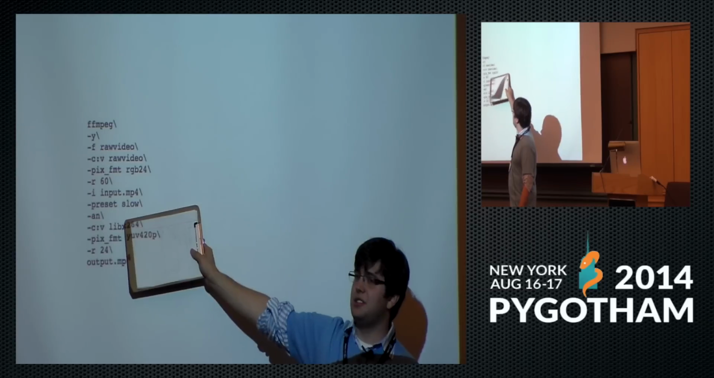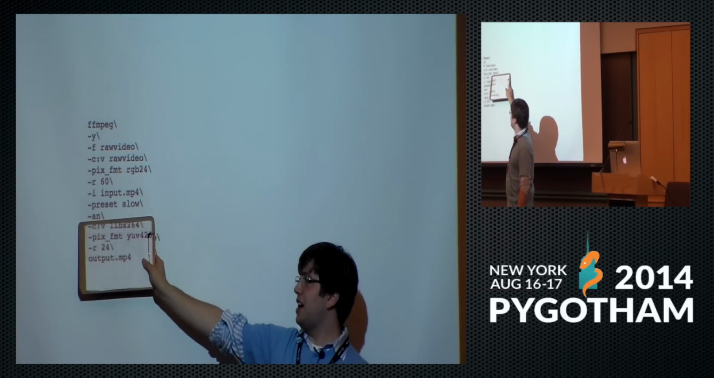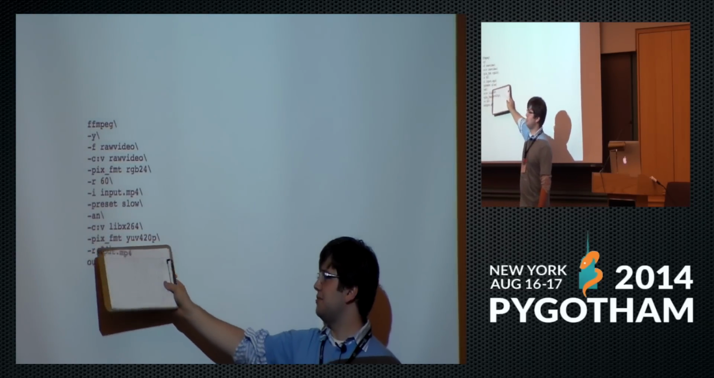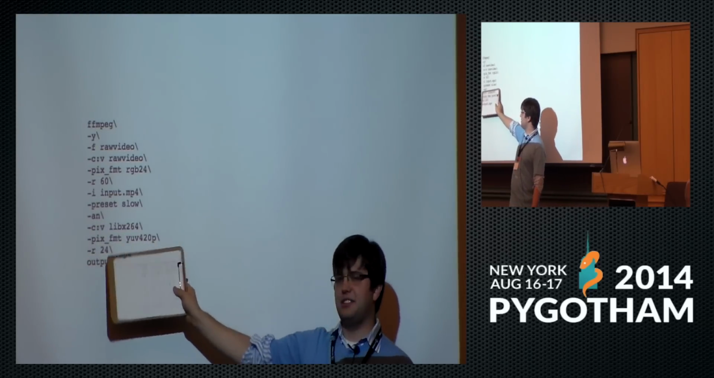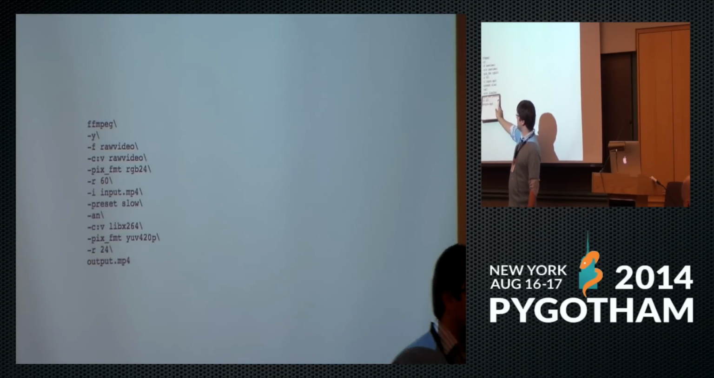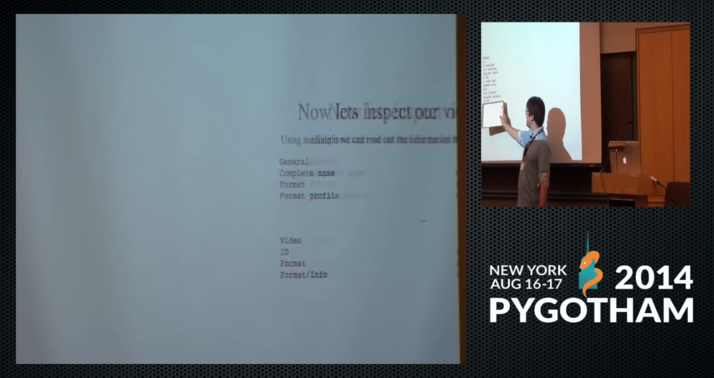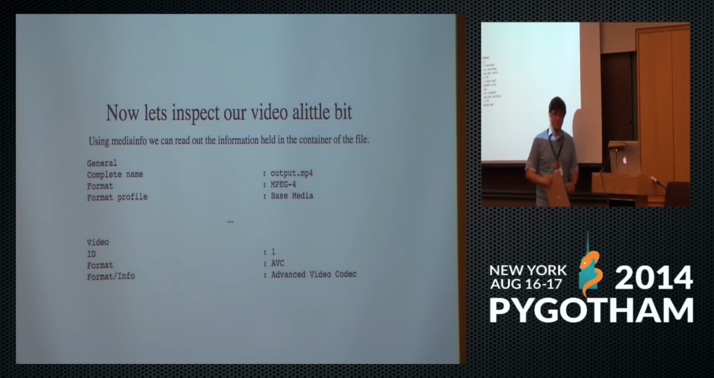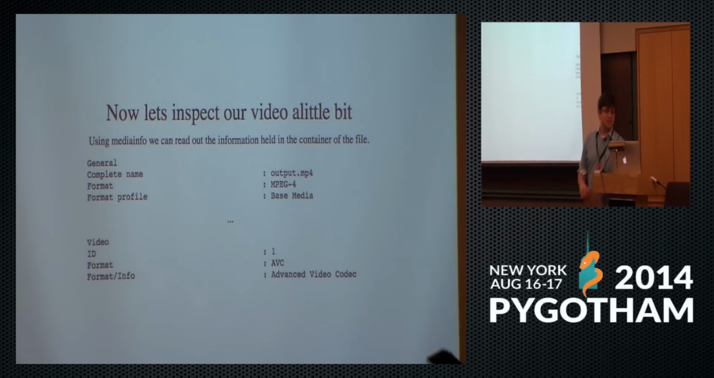And when going from the raw, we had to convert. Then here's 60 frames per second. Input file, super slow. This flag means no audio. This flag is your codec, your pixel format, your rate, and your output file.